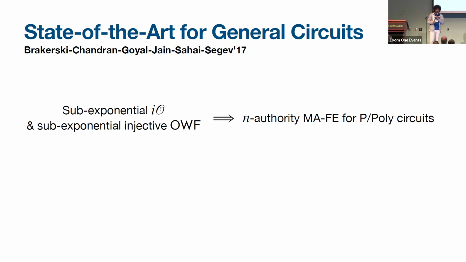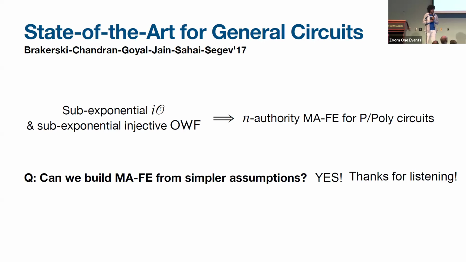We know that MAFE can be constructed by assuming sub-exponentially secure indistinguishability obfuscation and sub-exponentially secure injective one-way functions, as shown by Brakerski et al. But these are two very strong assumptions. The question we are interested in is, can we build MAFE from simpler assumptions? Well, there's a spoiler. Yes, we can do it.